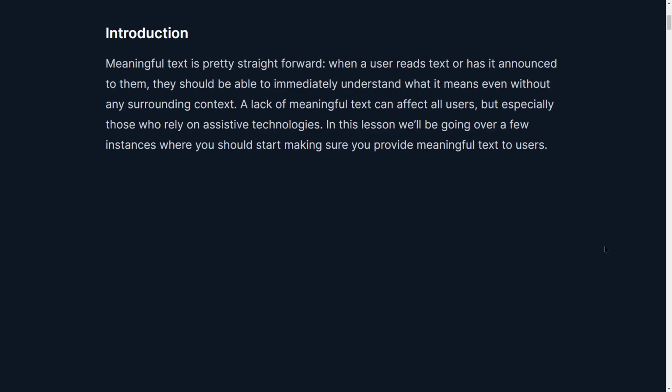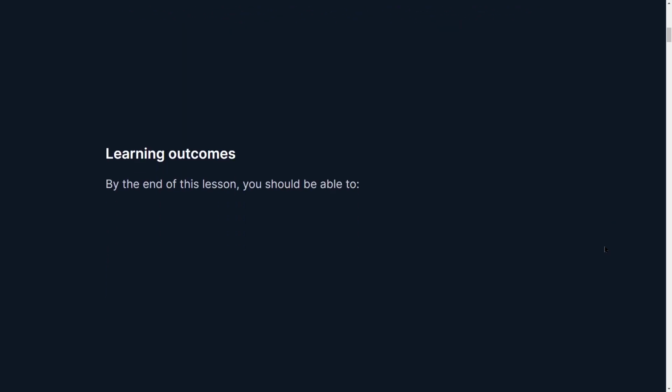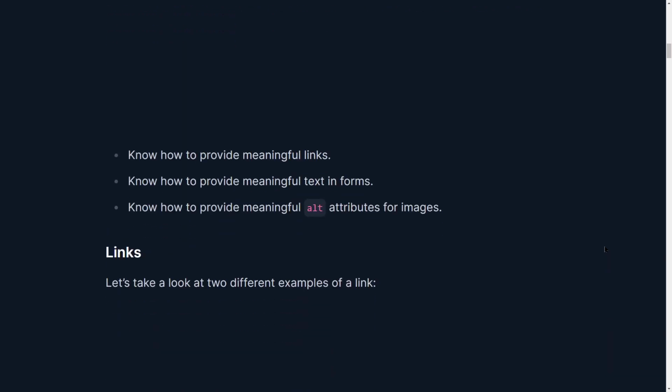In this lesson, we will be going over a few instances where you should start making sure you provide meaningful text to users. Learning outcomes. Know how to provide meaningful links. Know how to provide meaningful text in forms. Know how to provide meaningful alt attributes for images.